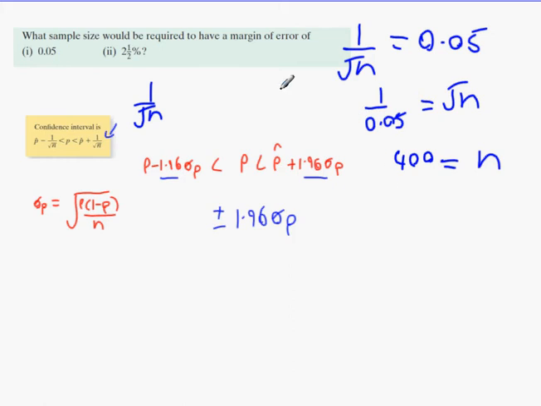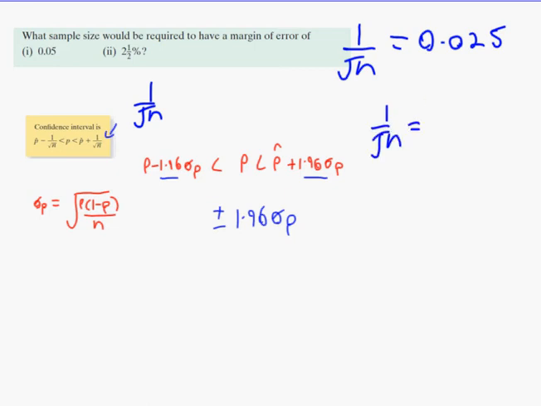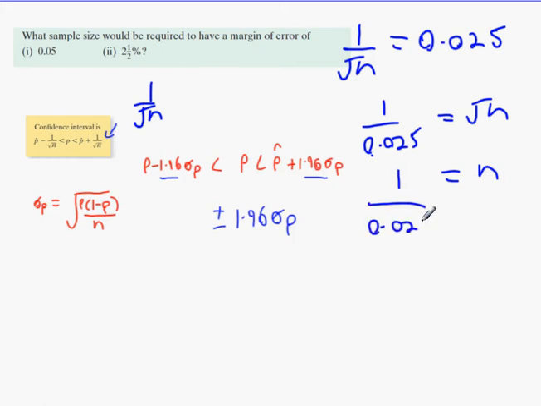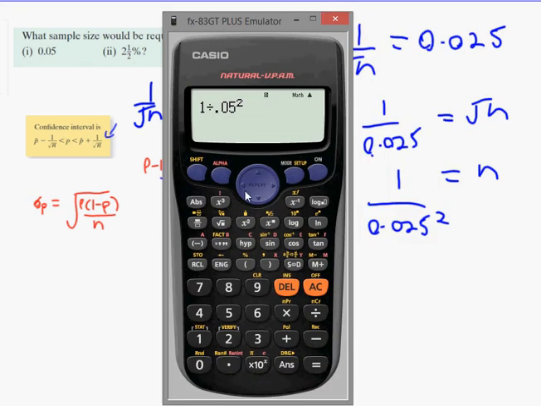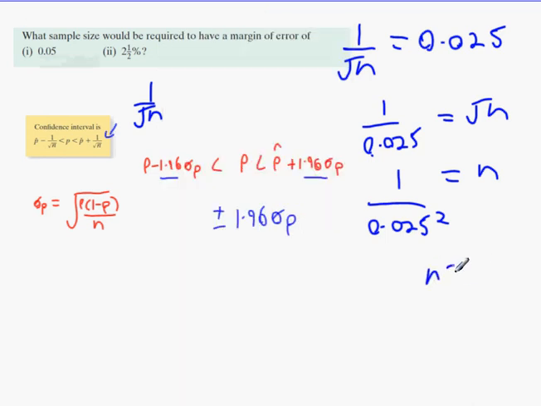The next one is 2.5%. What is 2.5% in decimals? 0.025. And then 1 over root n is going to be equal to 0.025. And what do we get this time around when we square both sides? Once again, just trust the calculator and don't try and do it in your head. 1,600. So your n size is 1,600.